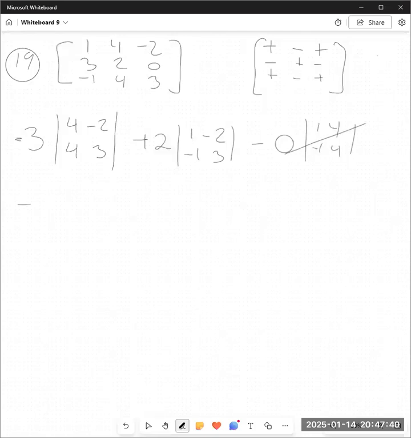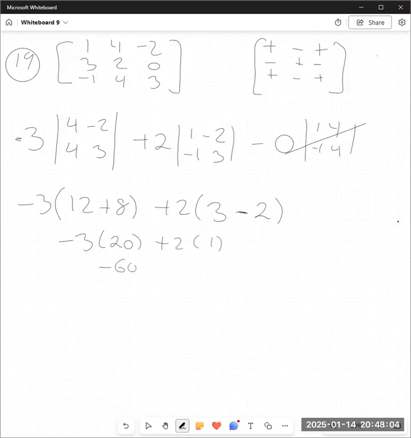So now this is -3 times 4 times 3 is 12, minus -2 times 4 is -8. So it's going to be +8. It's 2 times 1 times 3 is 3, minus -2 times 1 is 2. So this is going to be -3 times 20 plus 2 times 1 is negative 60, plus 2 is negative 58.